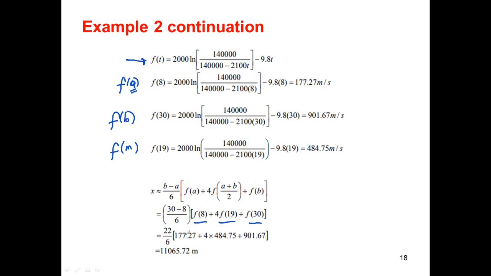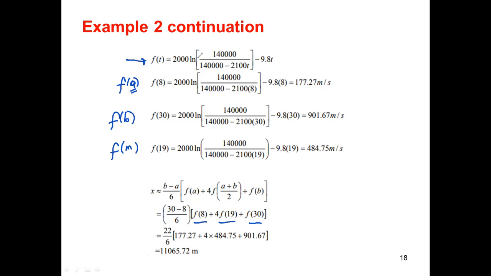If you substitute everything, you add the function values here and you multiply it by 22 over 6. This is the corresponding value, 11,065.72. That's your Simpson's rule. Upper limit, lower limit, and somewhere in the middle. So you incremented using 11 as your increment.